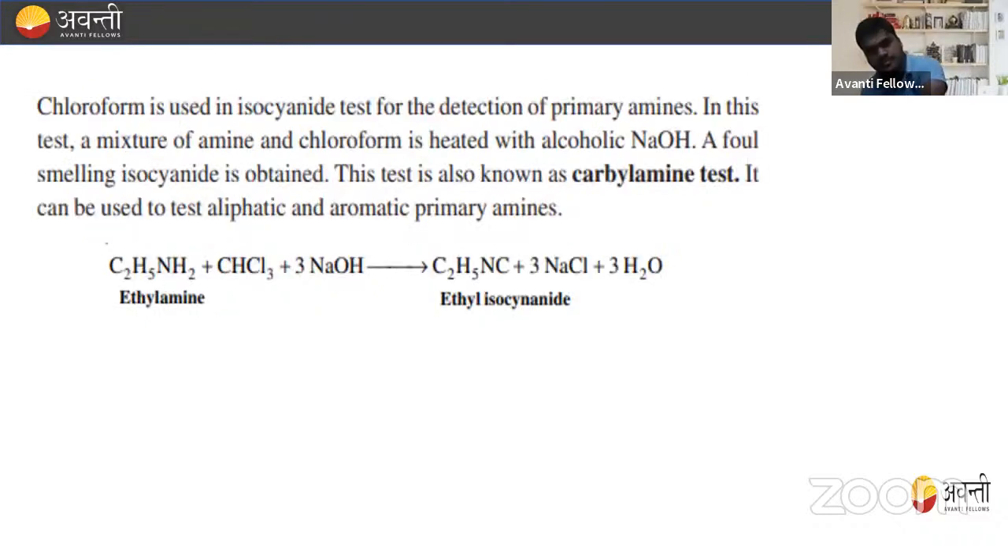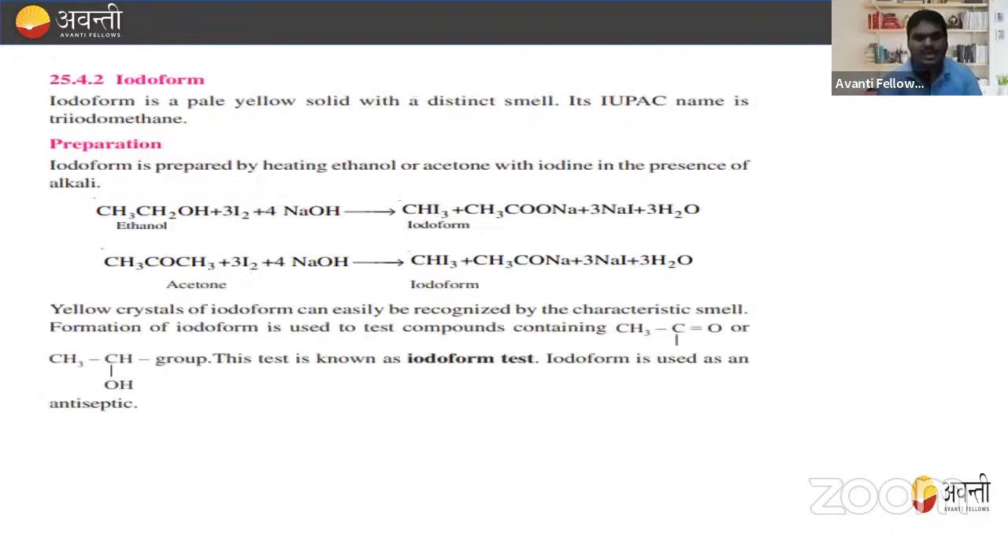Now, chloroform is used in the isocyanide test for the detection of primary amines. In this test, a mixture of amine and chloroform is heated with alcoholic NaOH, and a foul-smelling isocyanide is obtained. This test is also known as the carbylamine test. Always remember, only primary amines can give this test. It can be used to test aliphatic or aromatic primary amines.